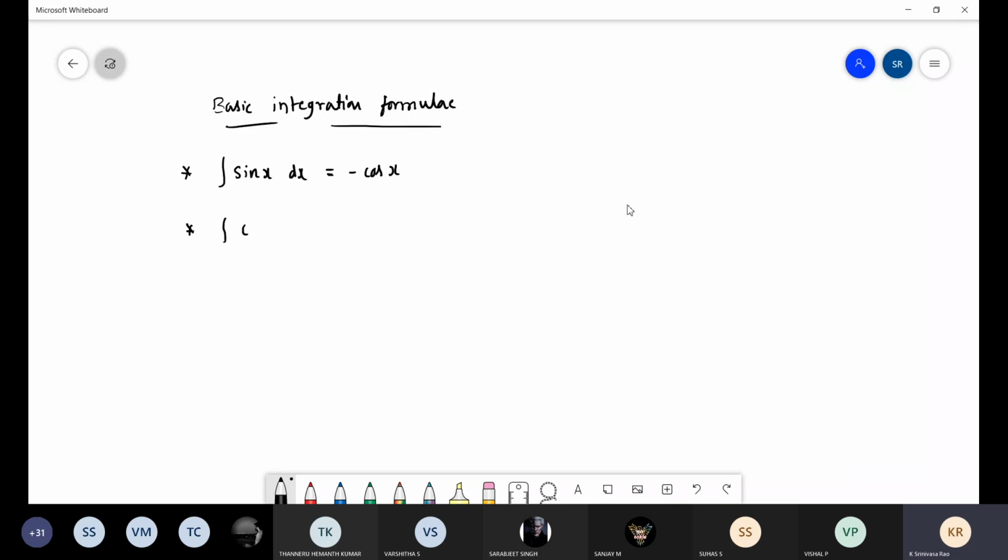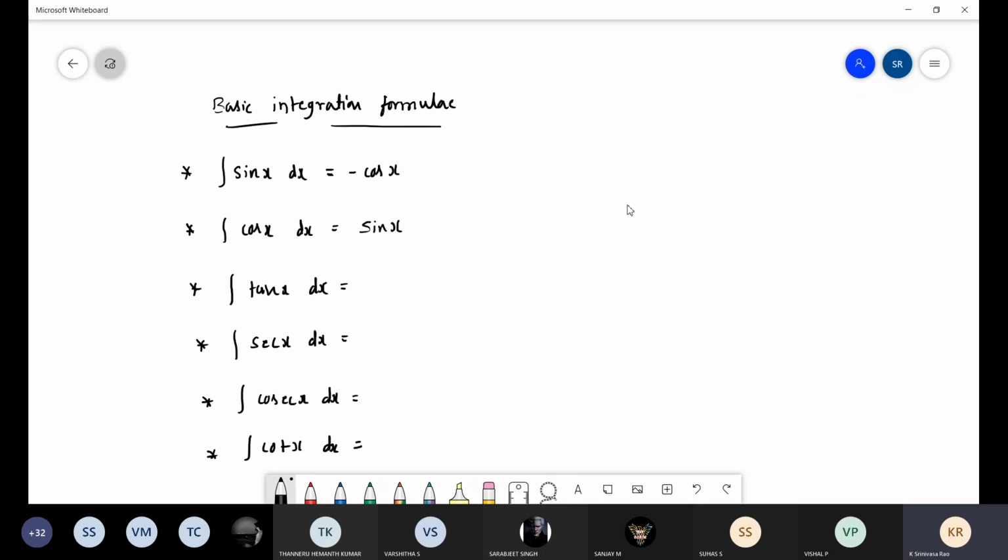Yes, sir. Integration of cos x. So I will write the left hand side, you think and write one by one. Tan x, integration of secant x dx, integration of cosecant x, and integration of cot x. Yes, integration of cos x, that is sin x. Integration of tan x, anyone?